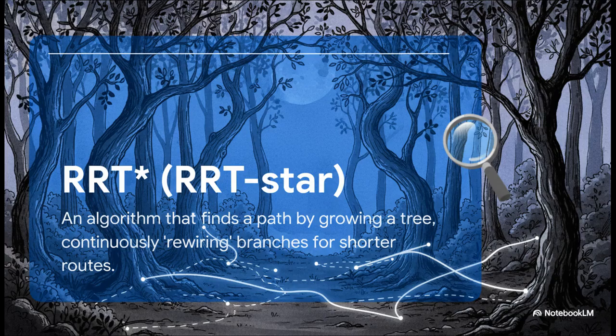The best way to think about it is like exploring a dark forest. It sends out feelers in random directions, building a tree of safe paths. But here's the star part, the magic bit. As it explores, it's constantly looking back at the branches it's already made and thinking, hey, wait a minute, could I connect these 2 points with a shorter, better path? So it's not just finding a path, it's constantly trying to find the best path.